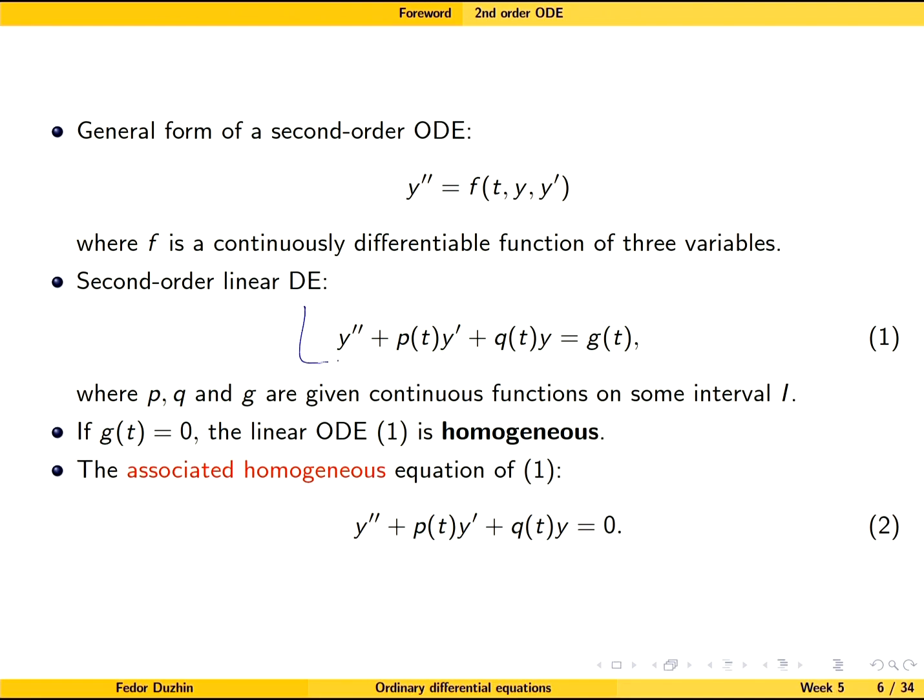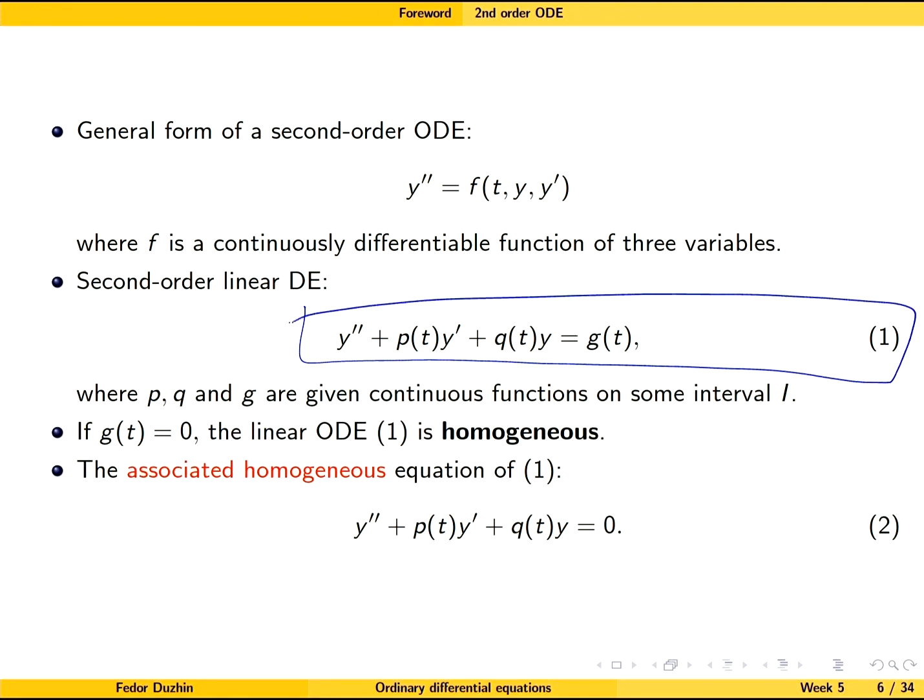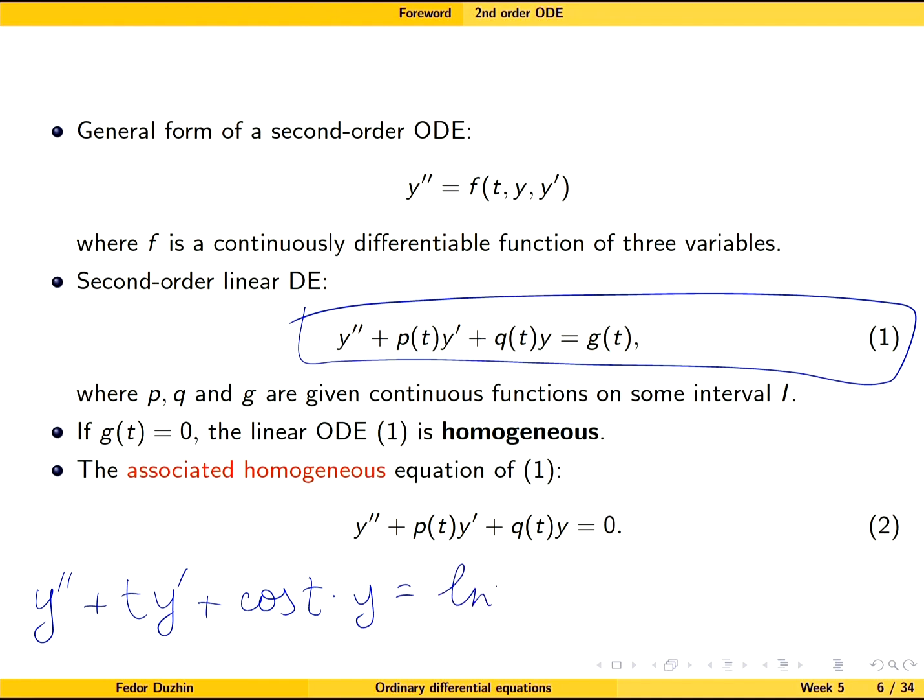Now let's look at equation 1 again. Suppose that this is not homogeneous. Suppose that you have something like y double prime plus t y prime plus cosine t times y equals ln t. This is a second order linear differential equation, non-homogeneous. But then we can construct an associated homogeneous equation by just replacing the right hand side with 0.